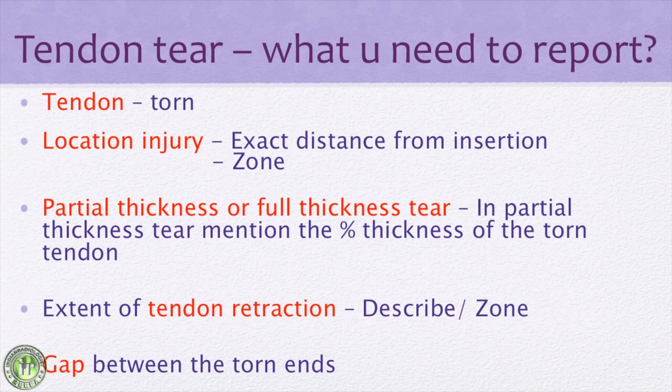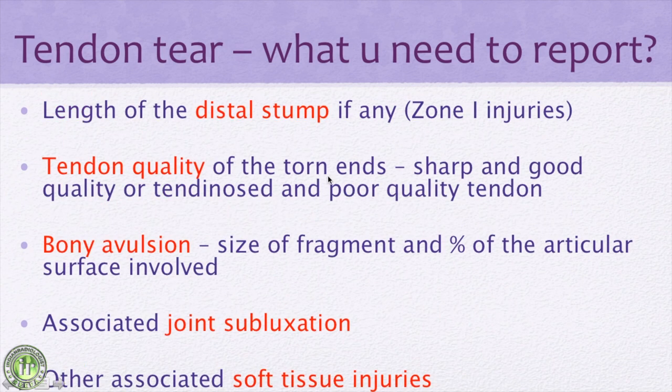Whether it's a partial or a full thickness tear, the extent of tendon retraction. So you can again describe where the tendon is lying or where the torn edge of the tendon is lying, or you can also mention the zone in which the torn tendon is lying. The exact gap between the two tendons, because that is very important for a surgeon to decide the type of surgery that he needs to do. The length of the distal stump in case of zone 1 injuries.